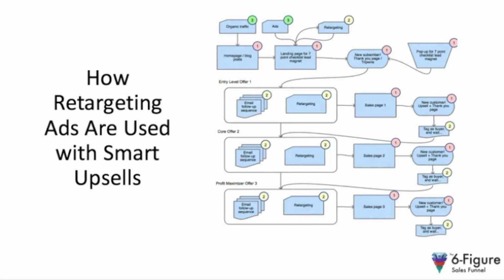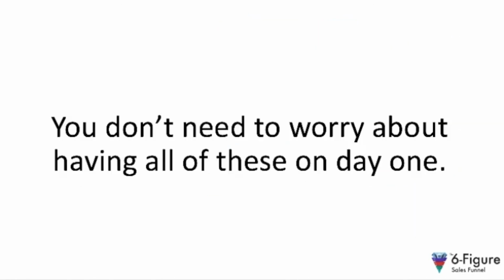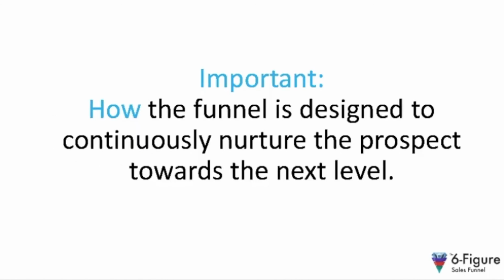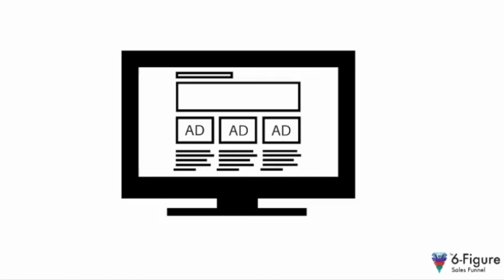You can see here how there are different offer levels built into the funnel: an introductory offer, a core offer, and a profit maximizer. You don't need to worry about having all these on day one. It's sufficient to start with a core offer and then insert the other two later on. What is important to understand, though, is how the funnel is designed to continuously nurture the prospect towards the next level in the buyer-seller relationship.